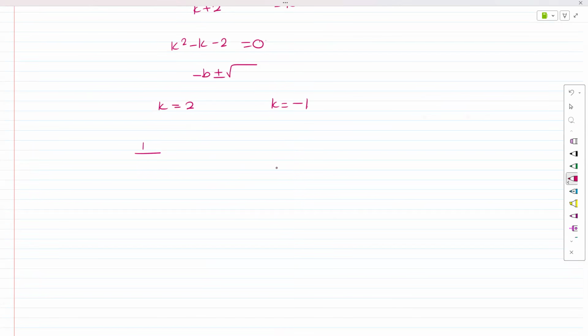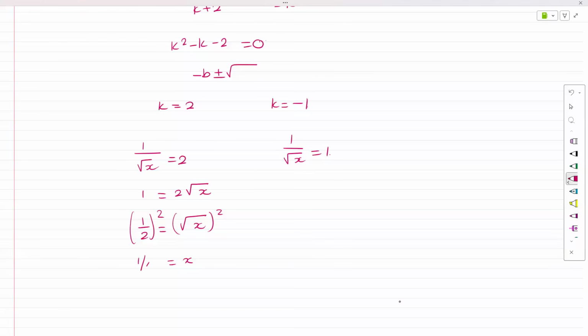Thereafter, let's replace it with what it was. 1 over root x equals to 2. 1 over root x equals to minus 1. And we'll try and solve it. We'll try and solve it because this is 1 equals to 2 into root x. Let's solve 1 over 2 equals to root x. If I square both sides, I end up with x equals to 1 over 4.